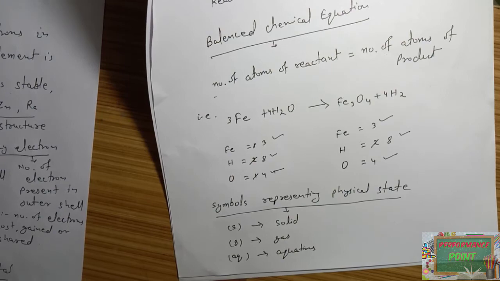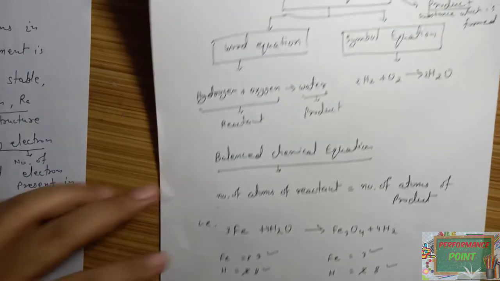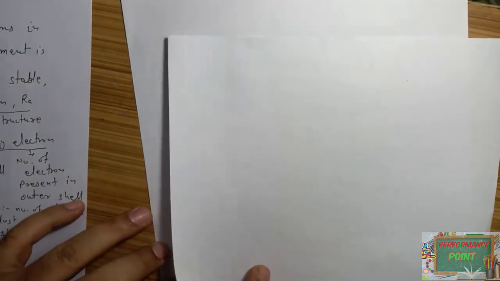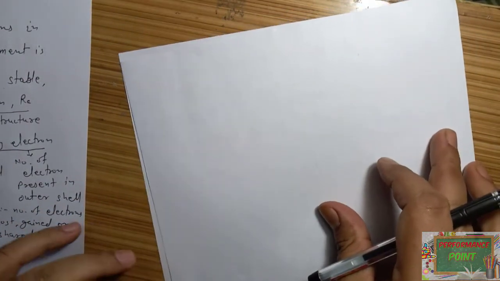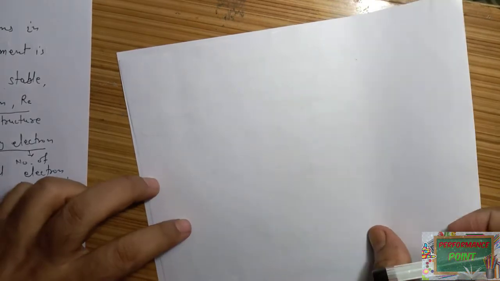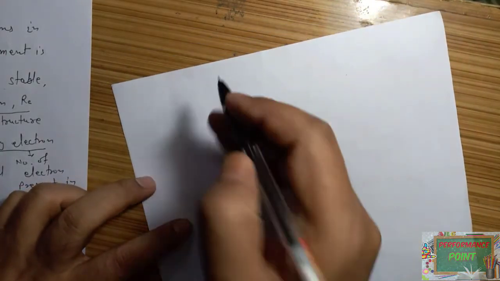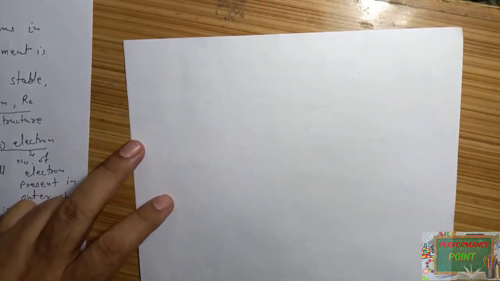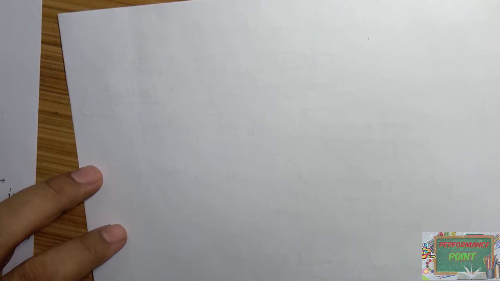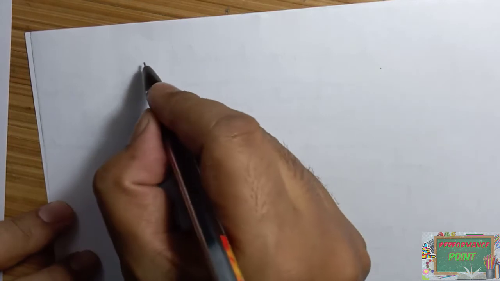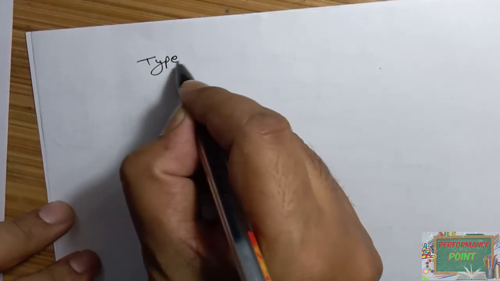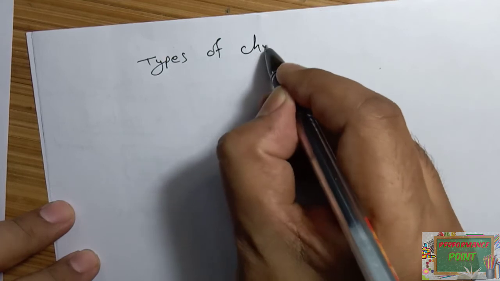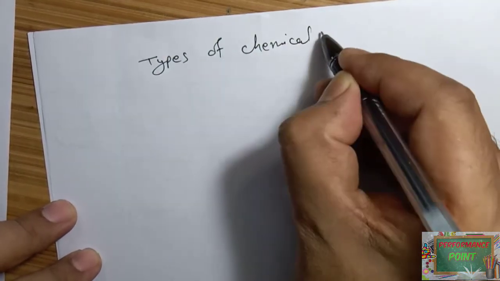Now after doing this, we have to move on, and we're going to cover the types of chemical reaction, because in the previous lecture we did how chemical reactions happen. Now we're going to see the types of chemical reaction.